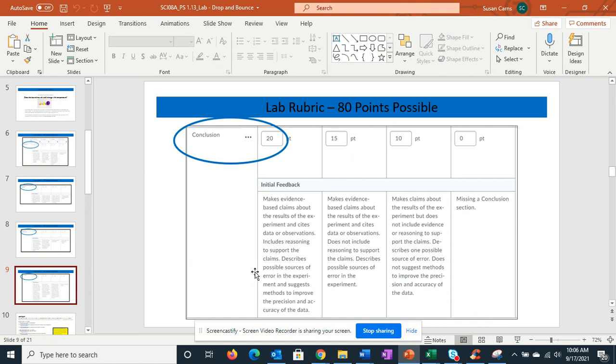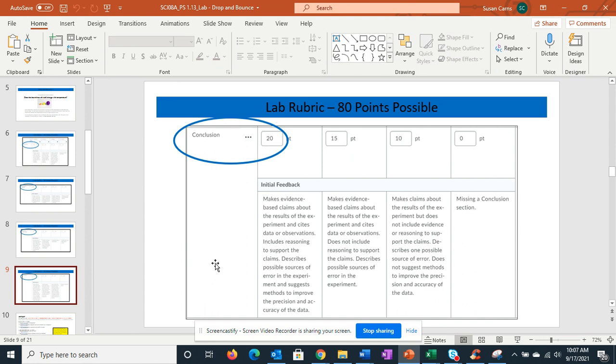Okay, it describes possible sources of error, so make sure that in your conclusion you answer that question. What could have gone wrong? Where could an error have occurred? Even if it didn't, what could have happened to make it seem to have made a mistake along the way?